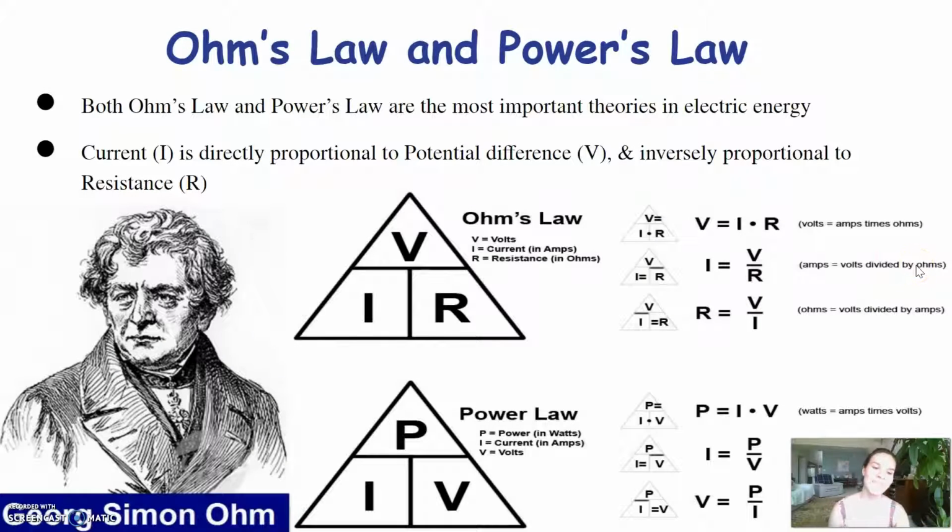And then here we have Ohm's law and Power's law. Both are very important theories in electrical energy, where with Ohm's law, current is directly proportional to potential difference and inversely proportional to resistance. And then current is directly proportional to power and inversely proportional to voltage, or potential difference. And then here is Georg Simon Ohm, or I probably said his name wrong, but this is the guy who developed the theory for Ohm's law.